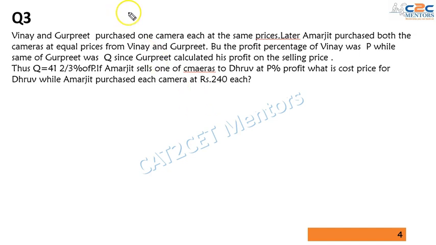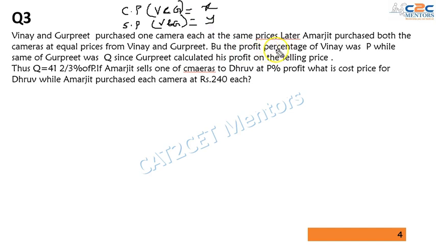So we are given that the cost price for Vinay and Gurpreet is the same. Let us suppose that their cost price is X. Later, Amarjit purchased both the cameras at equal prices from Vinay and Gurpreet. So we are given that the selling price for Vinay and Gurpreet is again the same. Let us assume that it is Y.